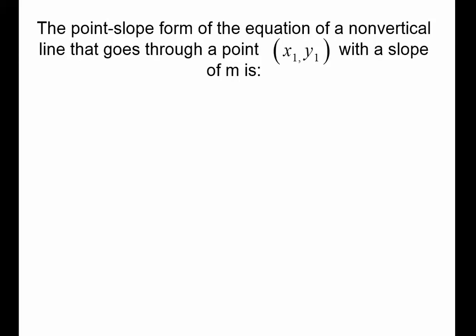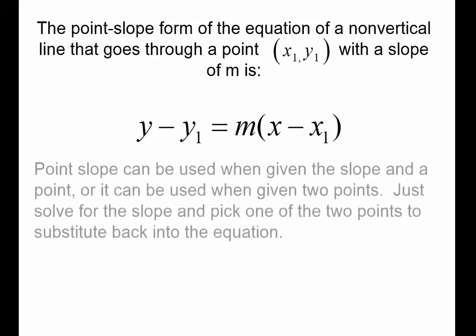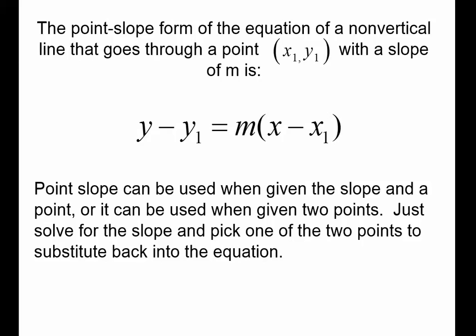The point slope form of the equation of a line that goes through a point (x1, y1), or x sub 1, y sub 1, with a slope of m is, and this is point slope form, y minus y sub 1 equals the slope times the quantity x minus x sub 1. So this is going to look a little different than slope intercept form. When you first start working with this, it's really just testing your ability to plug in the slope for m and to plug in your point appropriately.